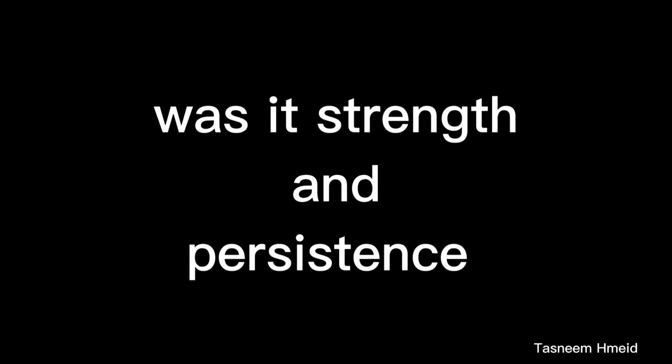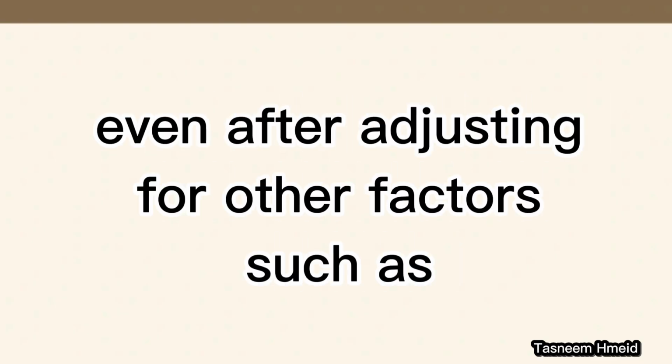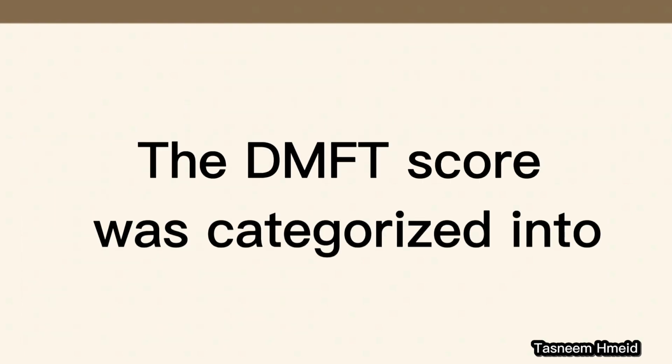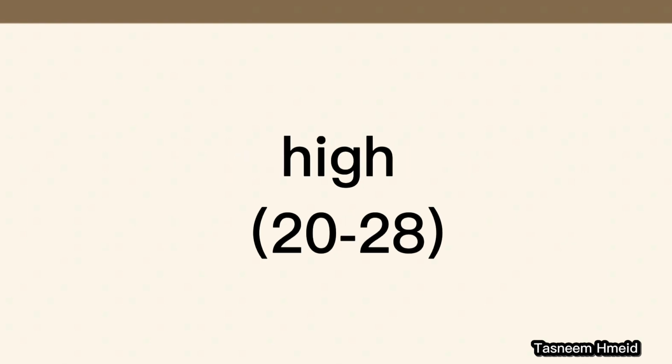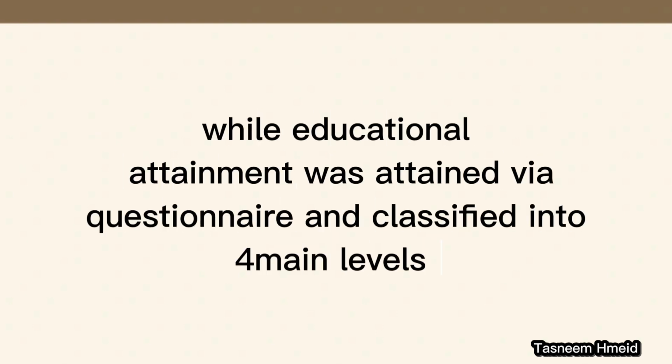But what surprised us was its strength and persistence, even after adjusting for other factors such as smoking and toothbrushing habits. The DMFT score was categorized into low DMFT, 0 to 19, and high DMFT, 20 to 28, while educational attainment was obtained via questionnaire and classified into 4 main levels.